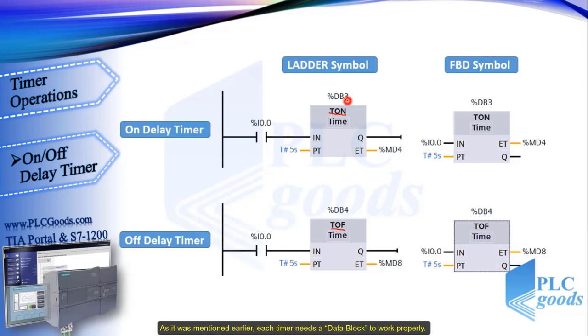As it was mentioned earlier, each timer needs a data block to work properly. Each timer has two outputs, but their sequence in ladder and FBD languages are different. If we need to store and use the elapsed time, we must use an address with 32 bits such as MD4. MD4 refers to a PLC memory which includes byte 4 to 7.